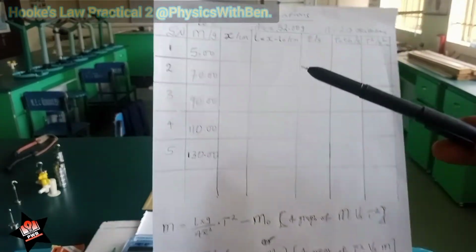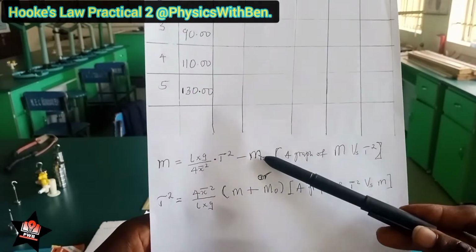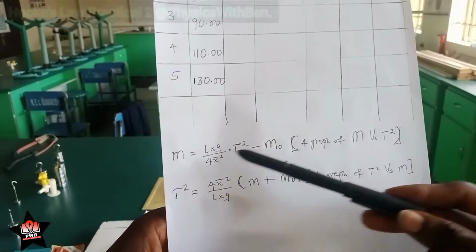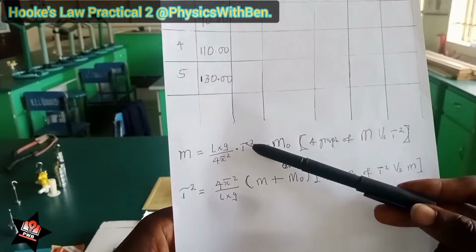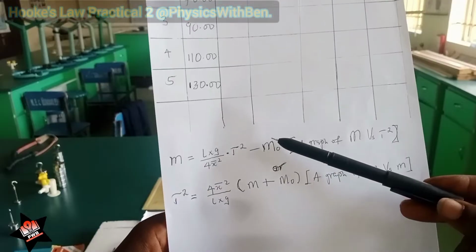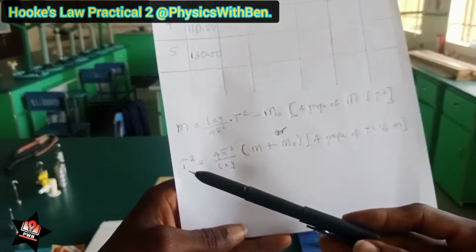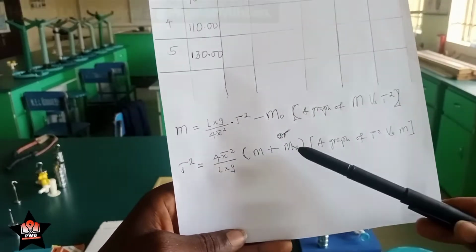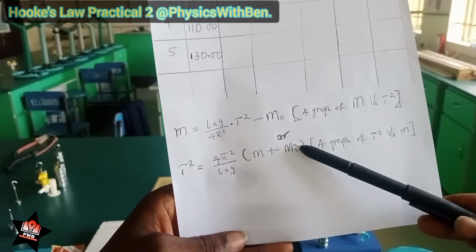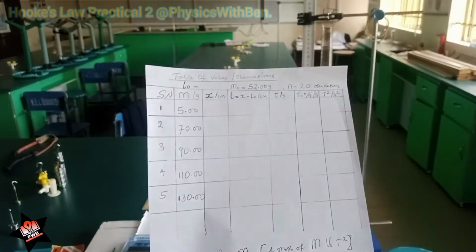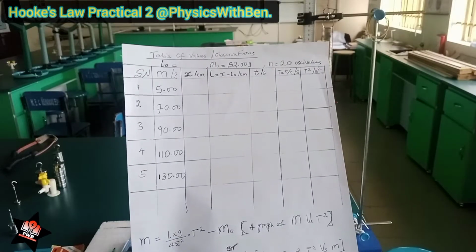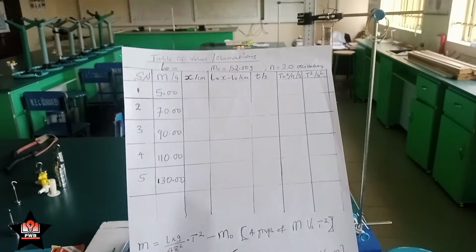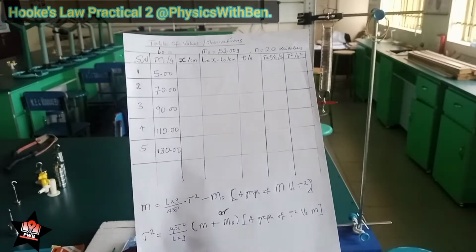Based on this table of values, you can plot this graph or this graph. That is a graph of M on the vertical axis and then T square on the horizontal axis, where the intercept is the unloaded mass of the spring, or a graph of T square against M, where this is the slope and this is the intercept. You get it? Good. So let's go straight to the point. Performing simple harmonic motion using a spiral spring.